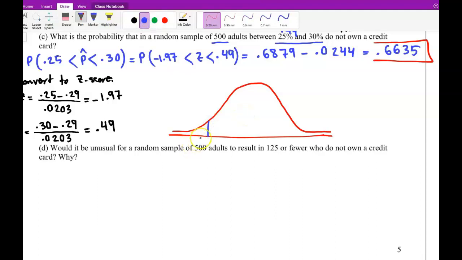Okay, so here Z is negative 1.97, and here's the 0.49. And that answer was for the area in between these two scores.